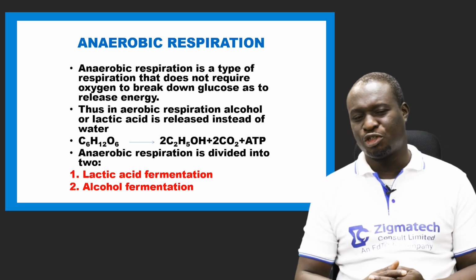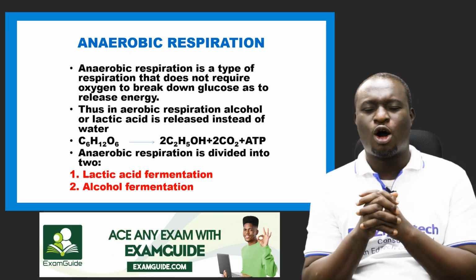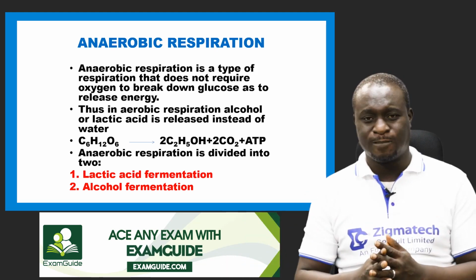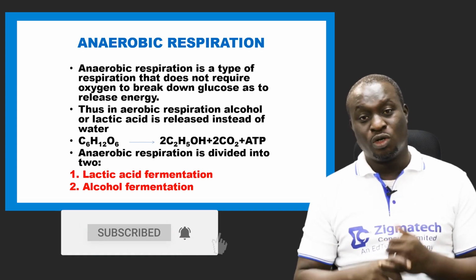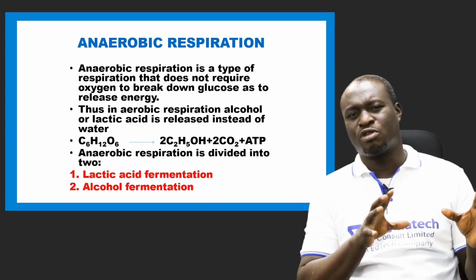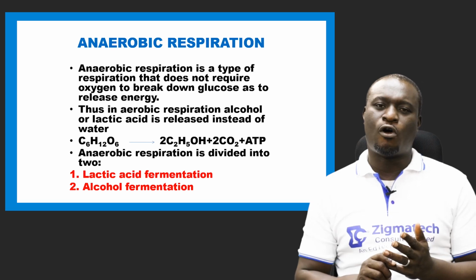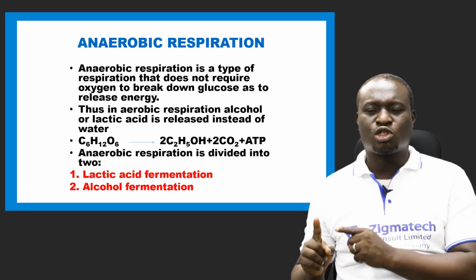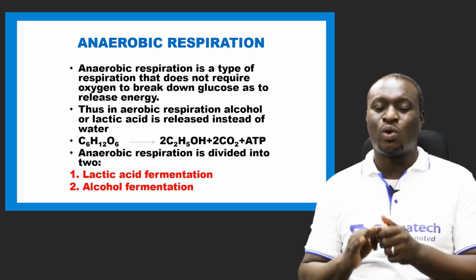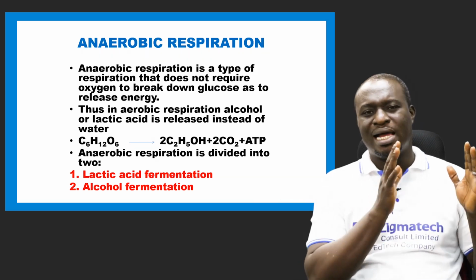The second type of respiration is anaerobic respiration. Anaerobic respiration is a type of respiration that does not require oxygen to break down glucose in order to release energy. We have different types of anaerobic respiration: lactic acid fermentation and alcohol fermentation. Note a big difference: during aerobic respiration, the byproducts are carbon dioxide, water, and ATP. But in anaerobic respiration, the byproducts are alcohol, carbon dioxide, as well as ATP. These are major differences between anaerobic and aerobic respiration.